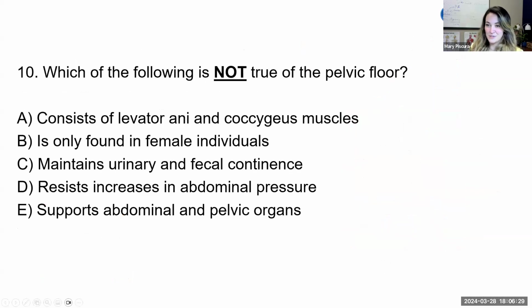All right, and this is my last question for you guys before we jump over to our standardized patient case. Which of the following is not true of the pelvic floor? Let's see how you guys do with this one. Pelvic floor is kind of a complex topic.